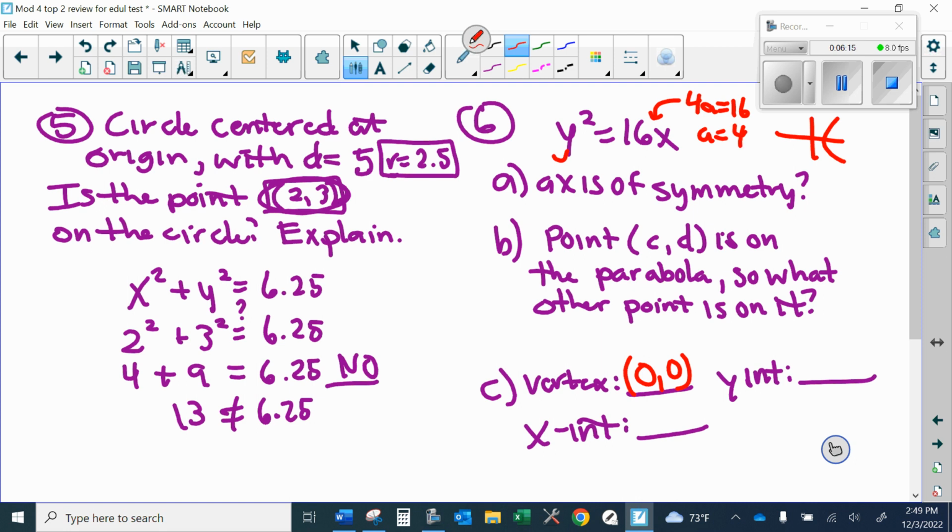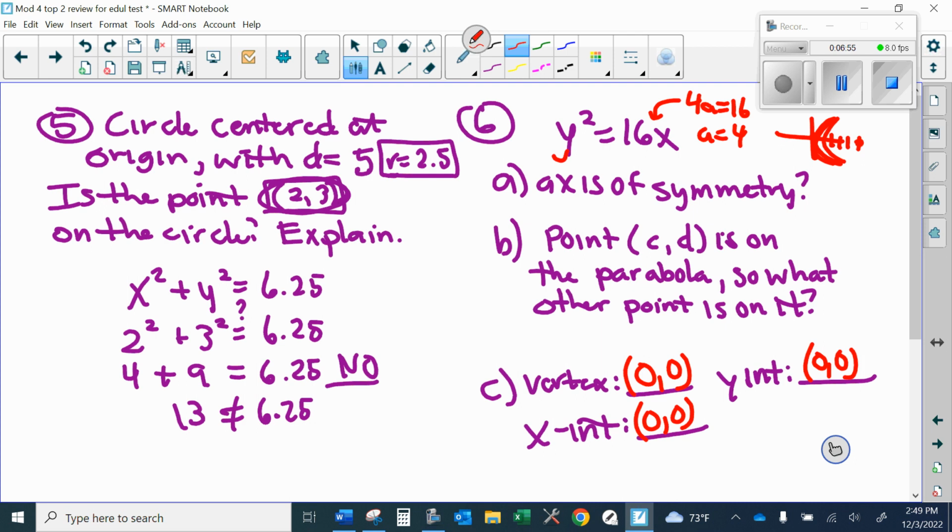The focus is always inside. Remember, this went through the origin, so it went 1, 2, 3, 4, and that would be the focus. Oh, I'm not even having to find the focus. I just need to find the y-intercept and the x-intercept. Since the vertex is at the origin, we know the y-intercept and the x-intercept both are at (0, 0). That was not a good one to pick as far as that.